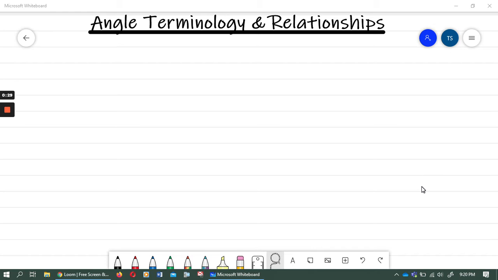In the very next lesson we'll get to angle terminology with equations, but in this lesson we're not quite going to get to the part where we're solving equations. All right, so let's go ahead and get started.